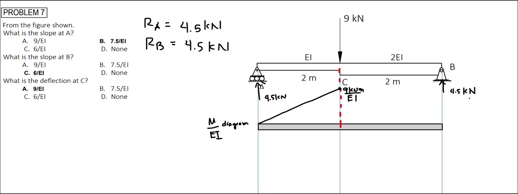And for the 4.5 kilonewton force on the right, this will induce a moment at C that is equal to 4.5 kilonewton times 2 meters divided by 2 EI. This is equal to 4.5 kilonewton meter over EI. Now to compute for the slope at A, this is the moment of the beam at this point here.